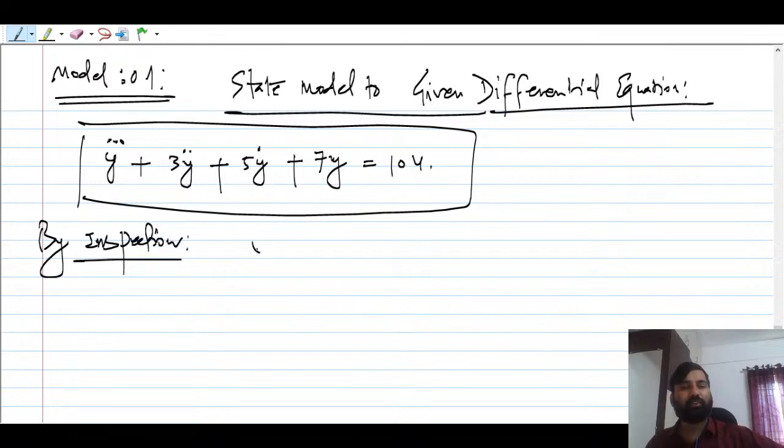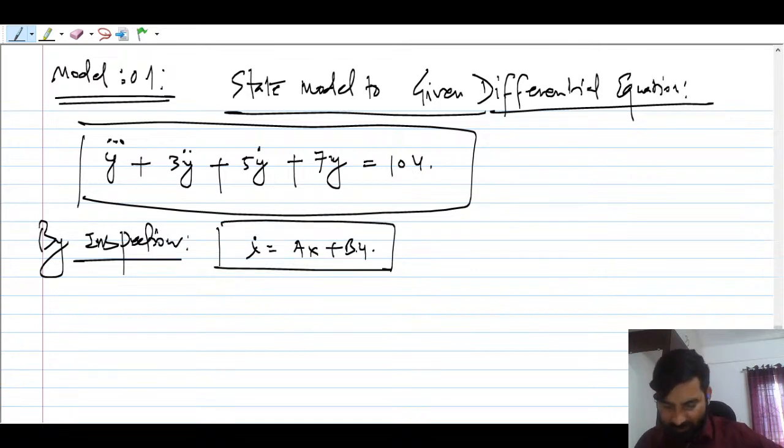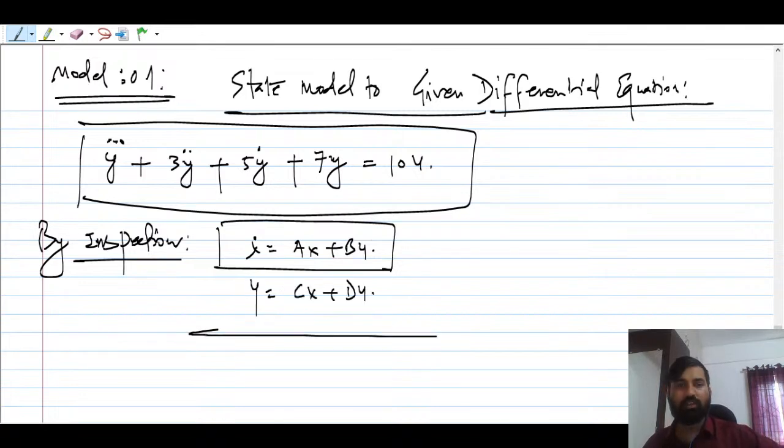By inspection, you have to find x dot equal to Ax plus Bu. So what will be this matrix A? What will be this matrix B? And you have to also find y equal to Cx plus Du. So I will be also writing this A.